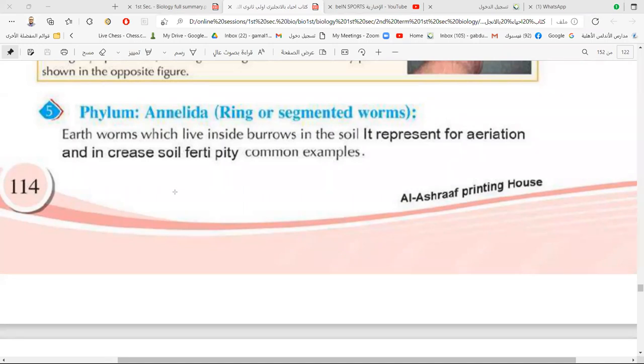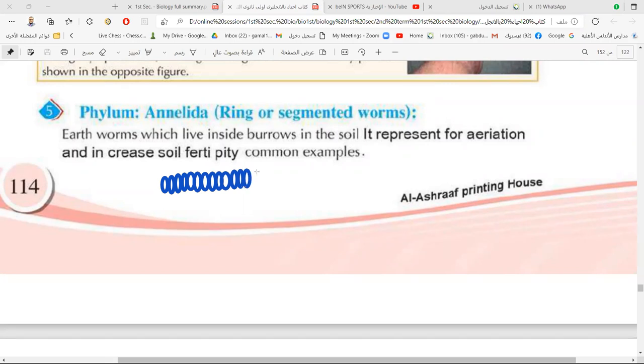The body is divided into many circles, like this. The body has many segments. The body is long and divided into many segments. But the nematoda are not segmented. Nematoda are not segmented, but here, Annelida are segmented.